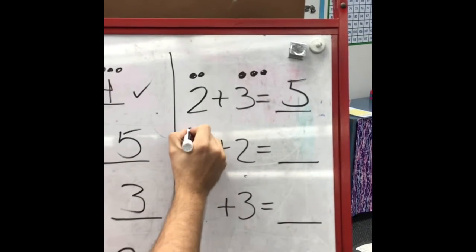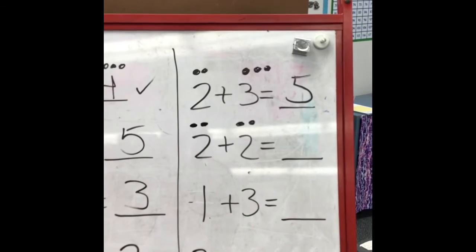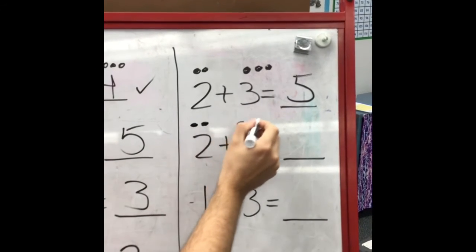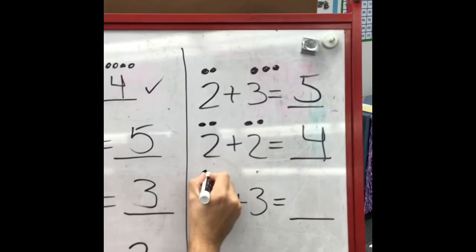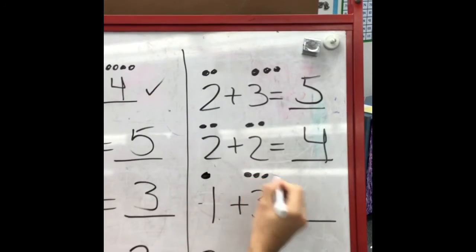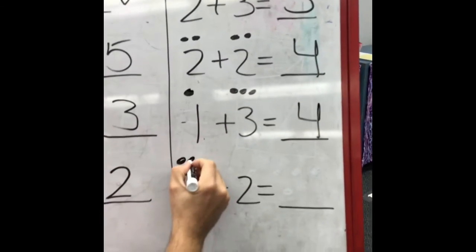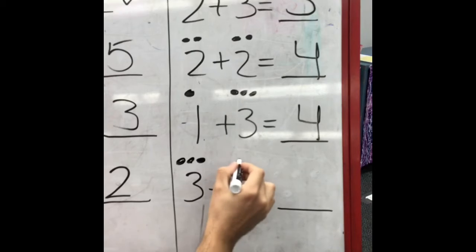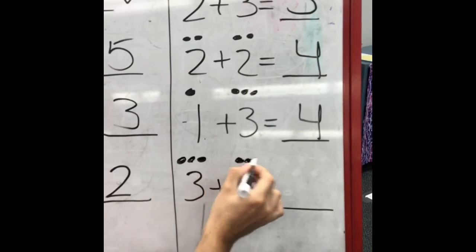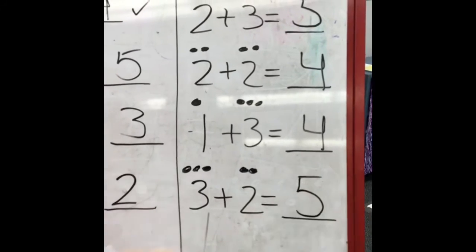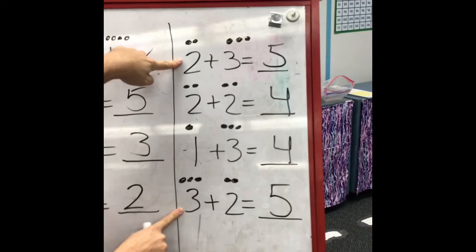2 plus 2. 2 dots and 2 dots. 1, 2, 3, 4 equals 4. 1 dot, 1, 2, 3 dots. That equals 4. And 1, 2, 3 plus 1, 2. 1, 2, 3, 4, 5 is another one of those combinations that equals 5. These are the same thing. We just mix the numbers around.